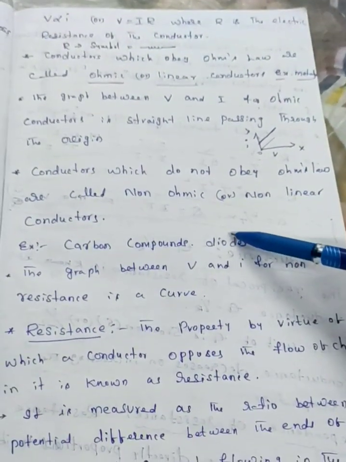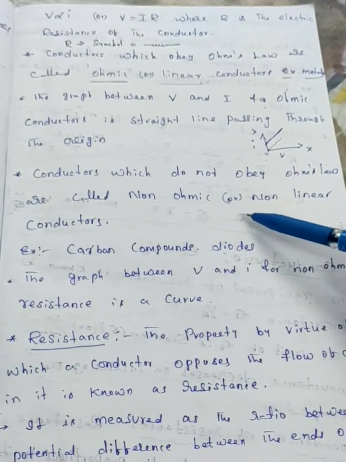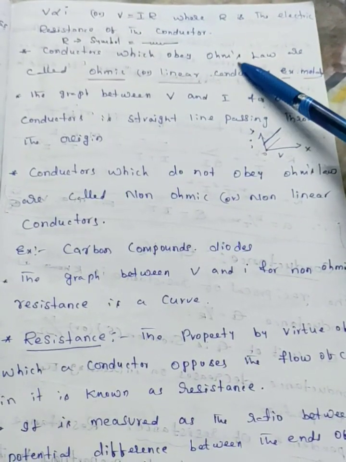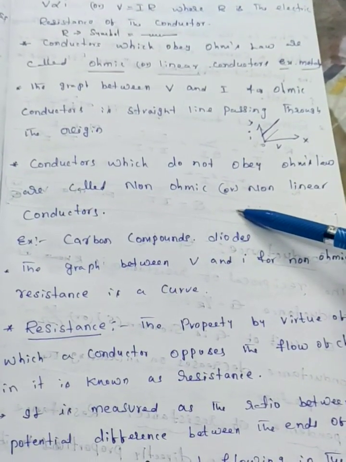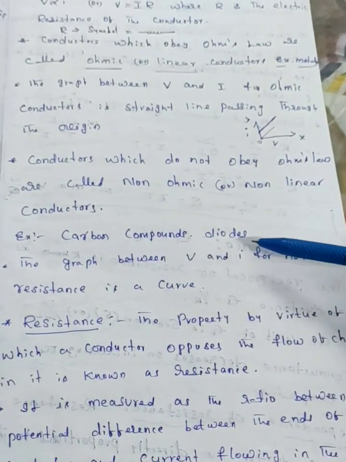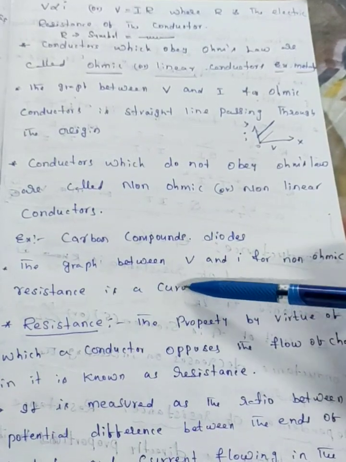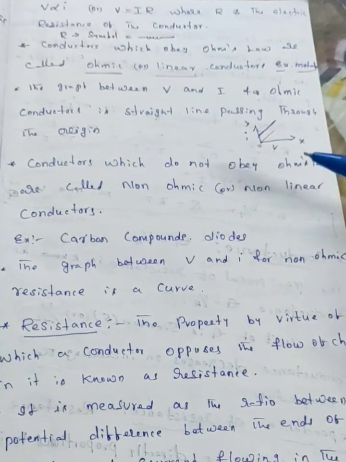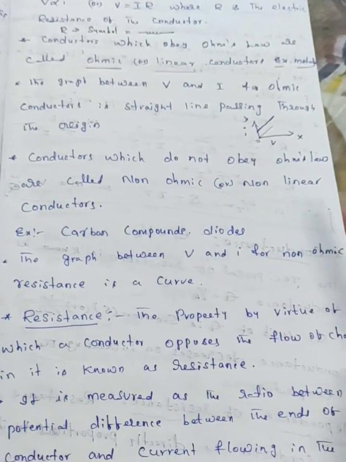Next, non-ohmic conductors. Conductors that follow Ohm's law are ohmic conductors. Conductors that do not follow Ohm's law are non-ohmic conductors. Examples, carbon compounds and diodes. The graph between V and I for non-ohmic conductors is a curve. Whenever we draw the graph for non-ohmic conductors using potential and electric current, we will get a curve.